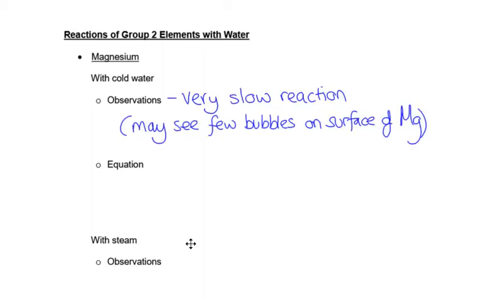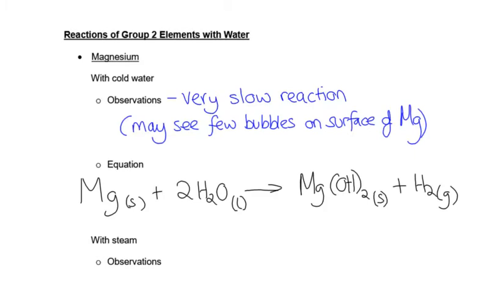When you watch the video, you will see that there's a very slow reaction with magnesium and cold water. You might see a very odd bubble, if anything at all. The slow reaction that's occurring is you're taking magnesium with cold water, you're making magnesium hydroxide, which is a solid, and hydrogen gas. So the odd bubble that you see will be a little bit of hydrogen.